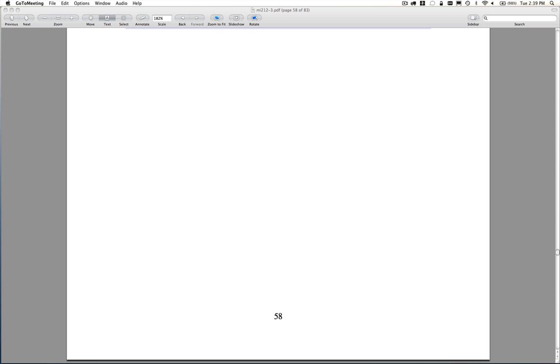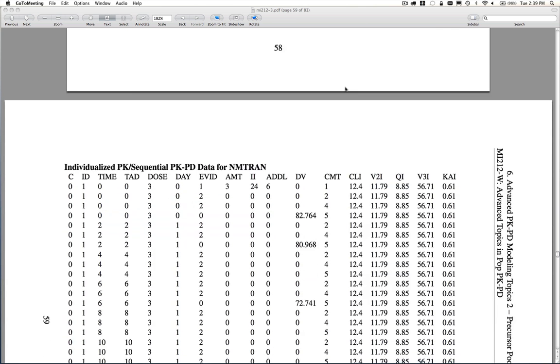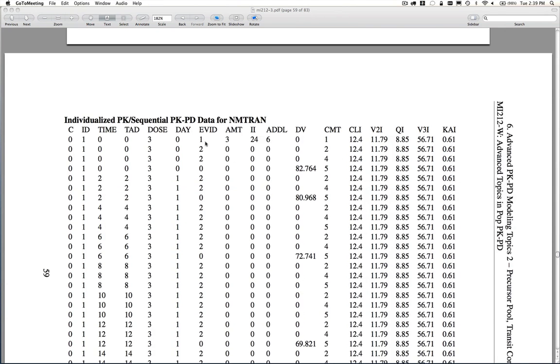Question here about using MDV. You certainly could add MDV into this data set as well. I generally let EVID do the work here, and then NONMEM, based on what it sees in the DVs and the amounts and the EVIDs, will assign MDV accordingly. And so you could certainly include that within the data set. I haven't in this particular one.